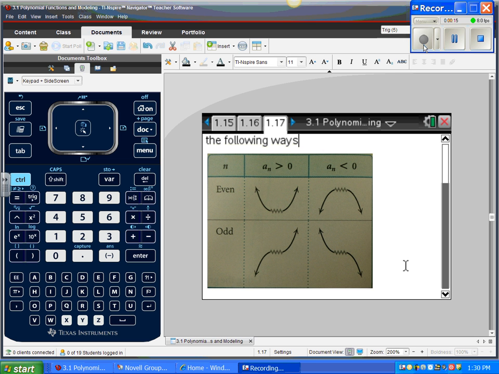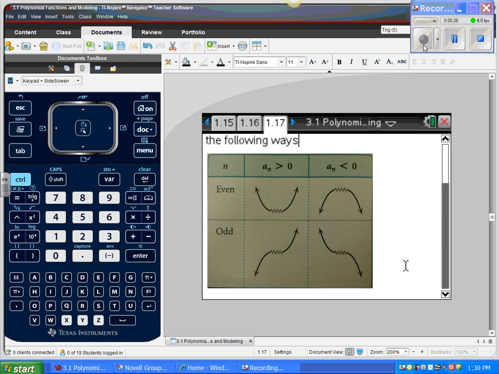We just got done talking about the leading term test for polynomials. So what we're going to do is go back over these rules very quickly, and then go on to the next page. Again, if the exponent is even, x squared, x to the 4th, the end behavior as x approaches negative infinity is going to go to positive infinity. And as x approaches positive infinity, the function is going to go to positive infinity as well.